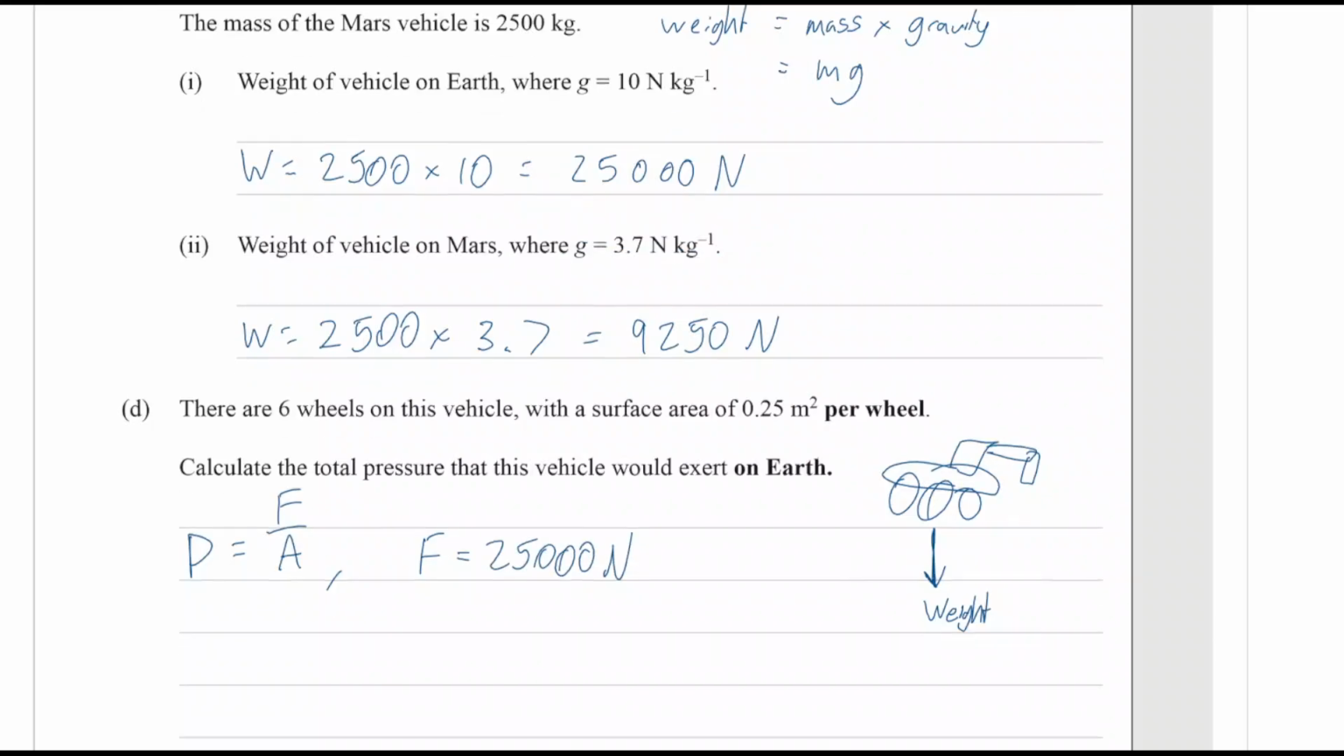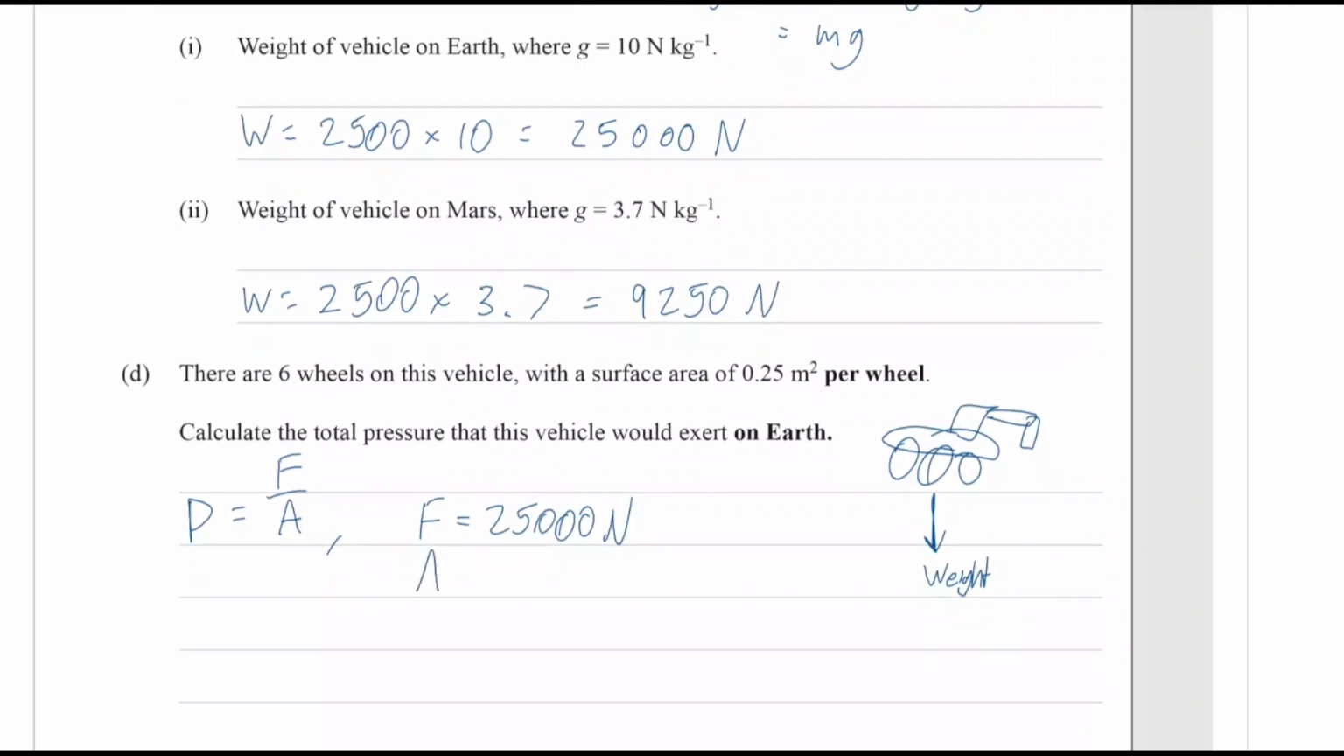So that's the force acting downwards. And the contact area of this vehicle, well, one wheel is 0.25 meters squared, but there are 6 wheels in contact with the ground. So the total contact area would be 6 times 0.25. What is that? That is 1.5 meters squared.